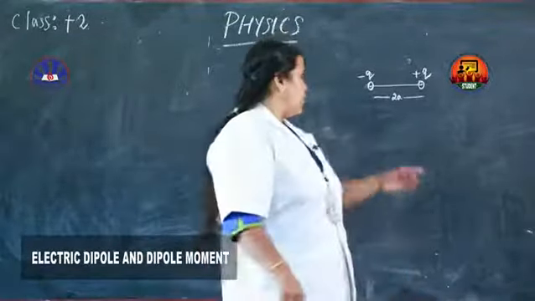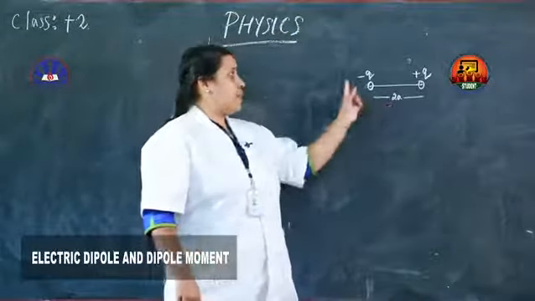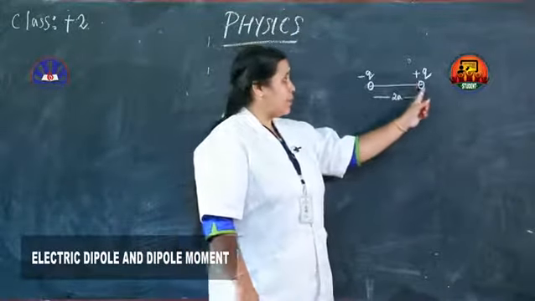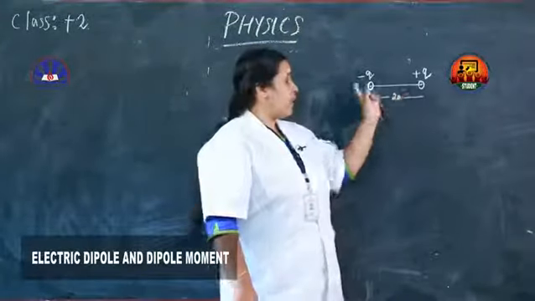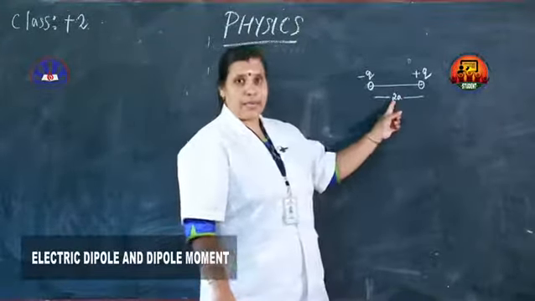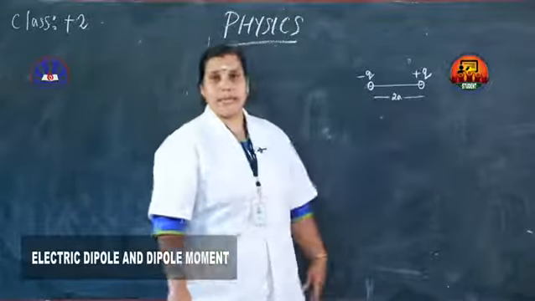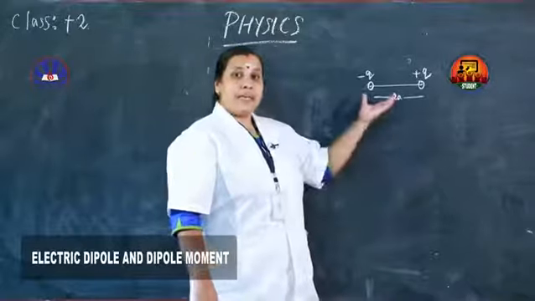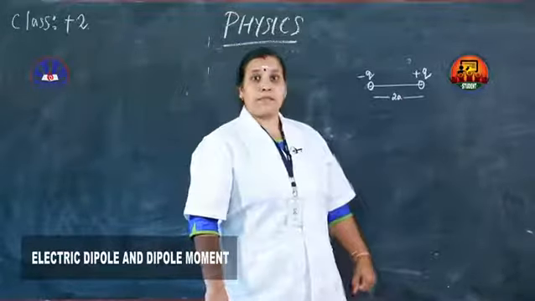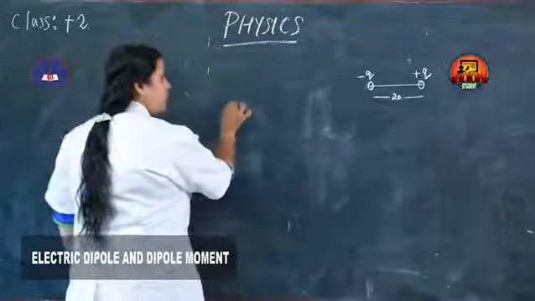Now from the figure you can see there is a negative charge and a positive charge. They are kept separated by a very small distance. Here I have marked the distance as 2a. This arrangement we call an electric dipole. Clear? Now its polarity is explained in terms of dipole moment.